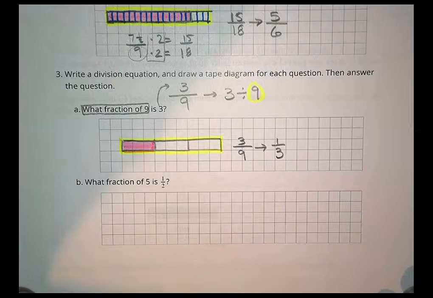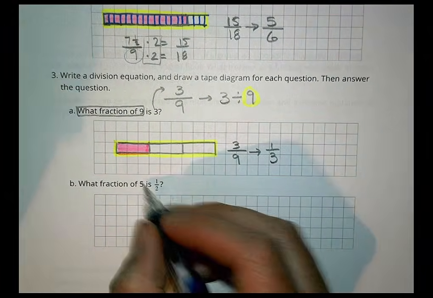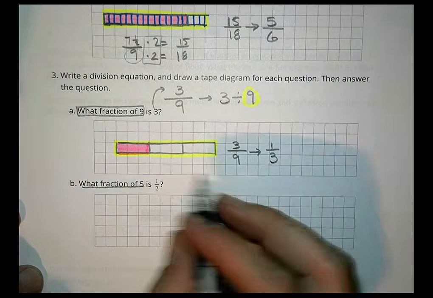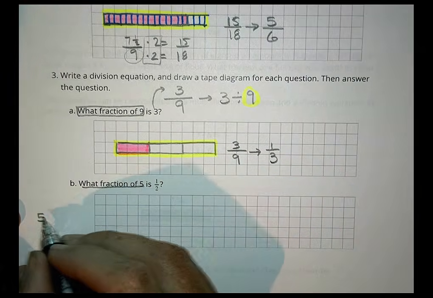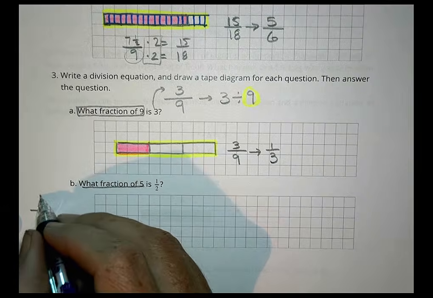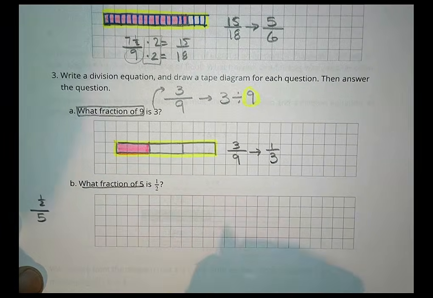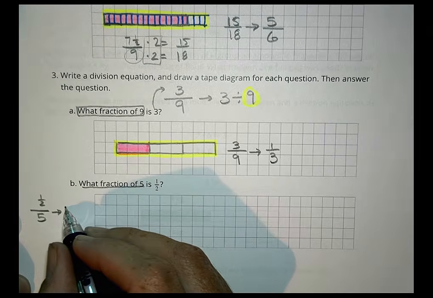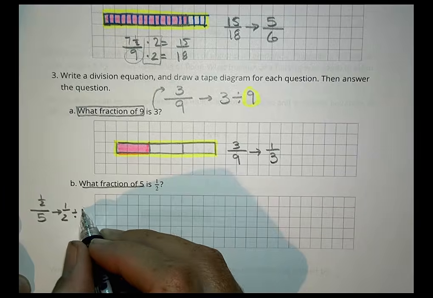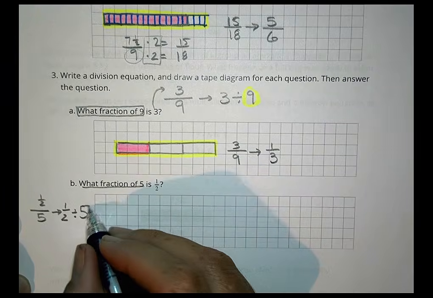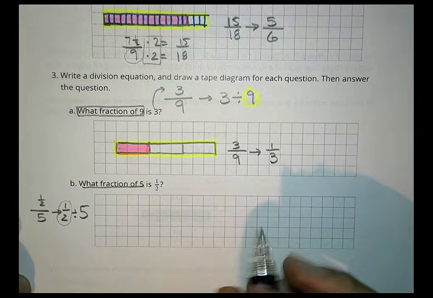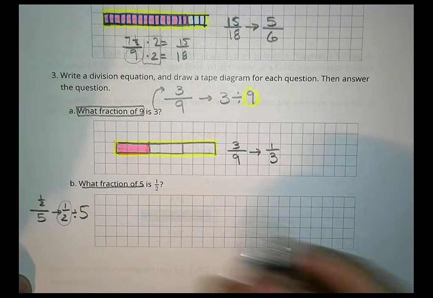What fraction of 5 is a half? So a fraction of 5, so that's our 5 here, fraction of 5 is a half. So what fraction of 5 is a half? Or another way of thinking about this is 1/2 divided by 5. So I'm looking for a group of 5, but notice that everything is going to be in halves. So with that in mind, I'll do it the small way.